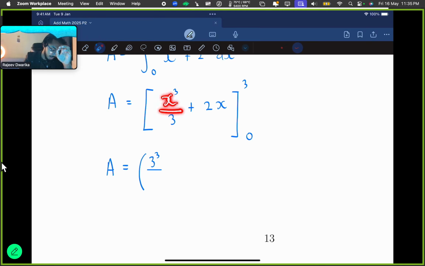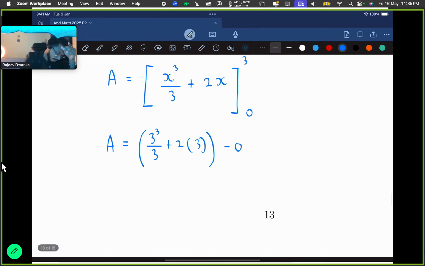It doesn't matter if you have 0 divided by some constant, you're going to get 0 nonetheless. I was not about to write 0 here, I was about to write c for a constant. So it doesn't matter if you have 0 divided by a constant or 0 multiplied by a constant, you're going to get 0. So really, we just have to say 3 cubed over 3 plus 2 times 3. And if you want, you could always say minus 0.